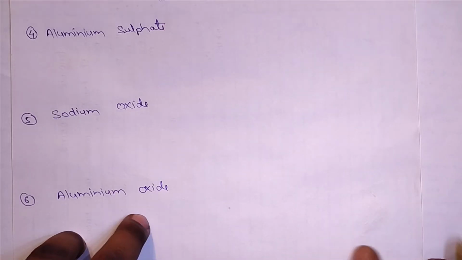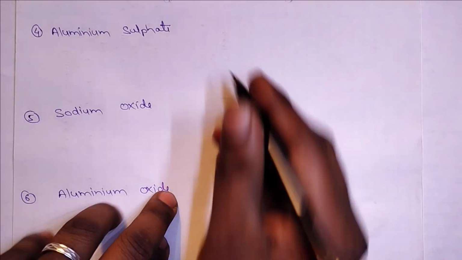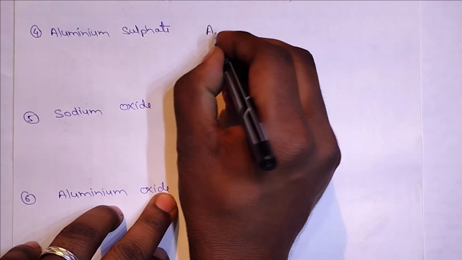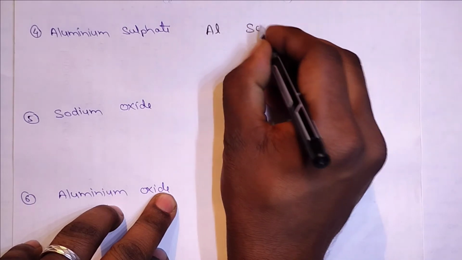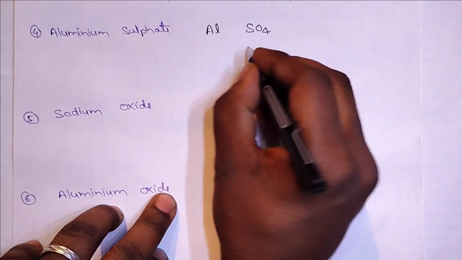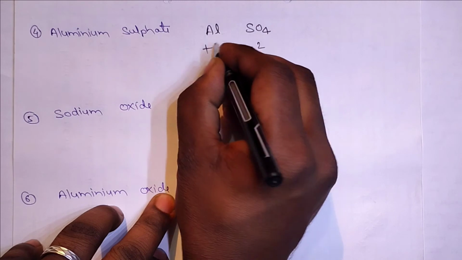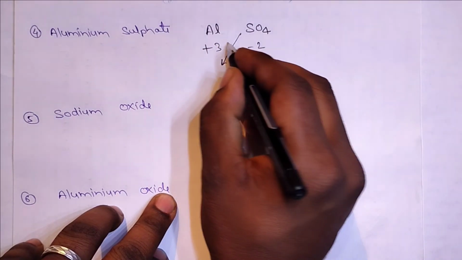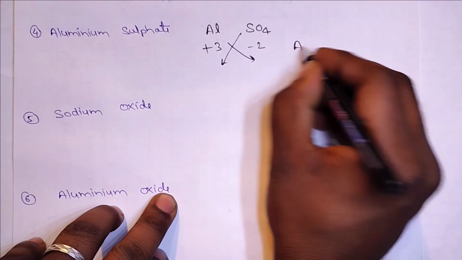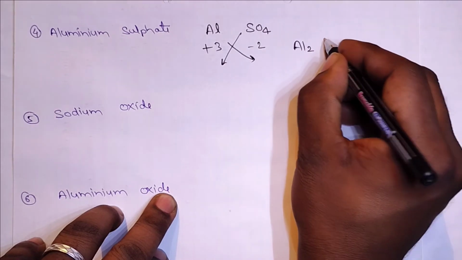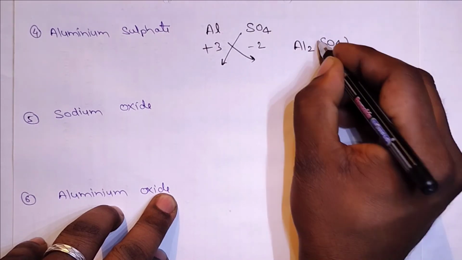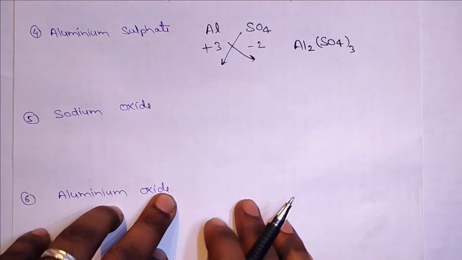Now the next question is aluminium sulfate. As we know, the symbol of aluminium is Al and sulfate is SO4. Its valency is -2 and the valency of aluminium is +3. We apply the crisscross method, and the formula of aluminium sulfate is Al2(SO4)3.